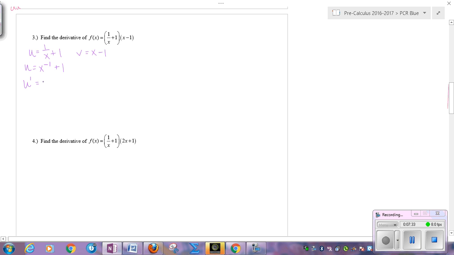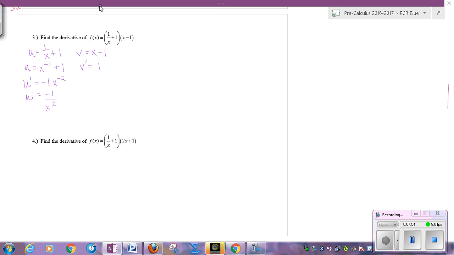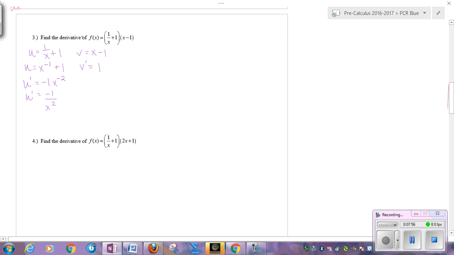So this becomes negative 1 x to the negative 2. And then to rewrite your derivative using positive exponents, it's going to be negative 1 over x squared. So just keep that in mind that you might have to do a little bit of work to get your derivative. And then what's your derivative for v here? Just 1. All right, so now let's use our rule.